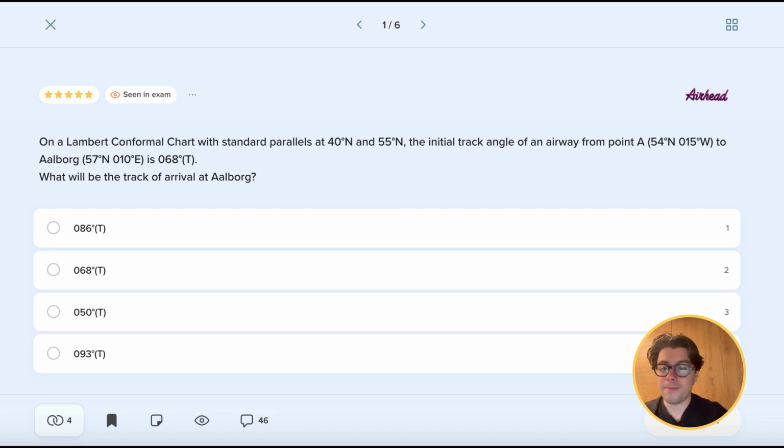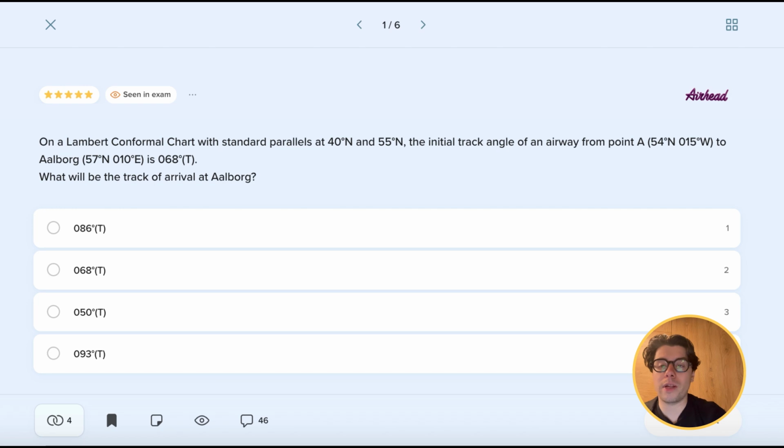So of course the change of longitude here will be 25 degrees from 15 west to 10 east, times the sine of parallel of origin, so the mean between 40 and 55, and that is 47.5. So if you do this correctly, you should come to an answer which is 18.425 degrees. This is your conversion angle.